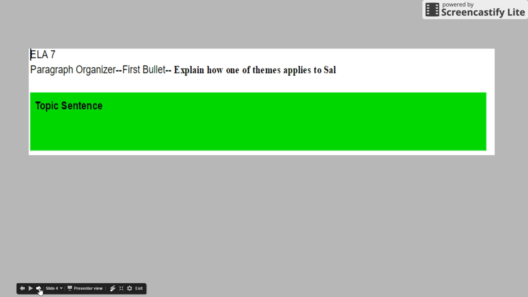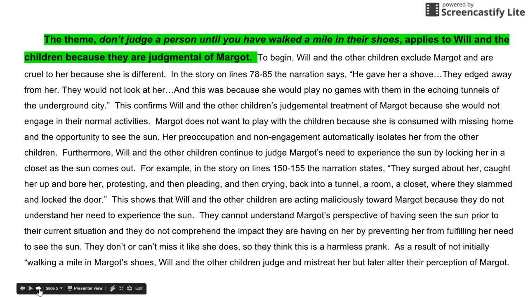So the first thing we want you to do is think about how you can transform this here. Explain how one of the themes applies to Sal, and turn that into a topic sentence or your claim. If we look at the example from "All Summer in a Day," you'll look at the green sentence. It says the theme, "Don't judge a person until you've walked a mile in their shoes," applies to Will and the children because they are judgmental of Margot. So we took that statement of how that theme applies to the story, and we transformed that into a topic sentence.